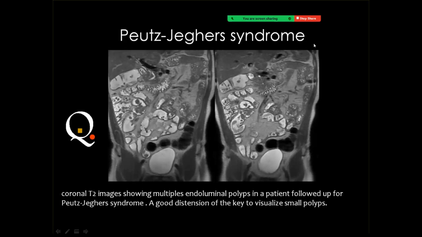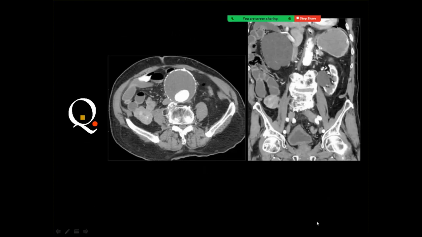intestinal polyposis syndrome is the Peutz-Jeghers syndrome. This syndrome is diagnosed just if you look at the face of the patient with the characteristic circumoral pigmentation, and also there may be pigmentation in the hands and polyps everywhere in the small bowel, in the stomach, and so on. Next case.